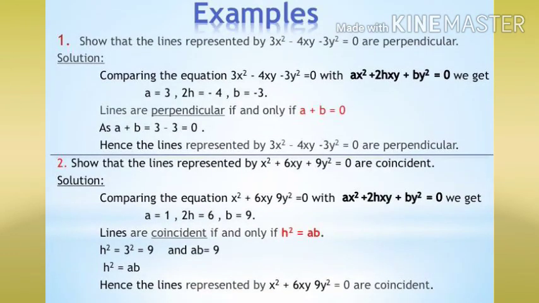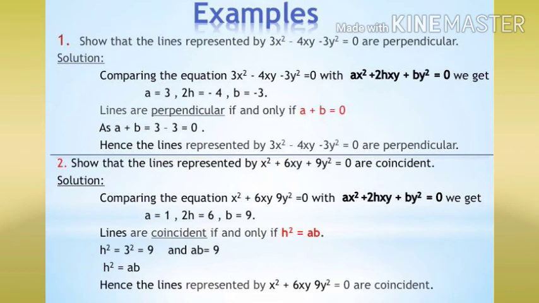Now we have studied the acute angle between the two lines, the condition for perpendicular lines and the condition for coincident lines. We will try to solve examples on this. So let us see the first example. Show that the lines represented by 3x square minus 4xy minus 3y square is equal to 0 are perpendicular. So firstly, when we solve the example, we will compare the given equation with the general equation, and we get a is equal to 3, 2h is equal to minus 4 and b is equal to minus 3.